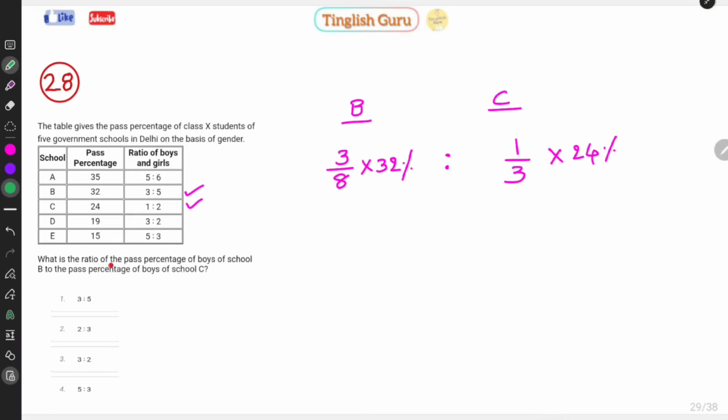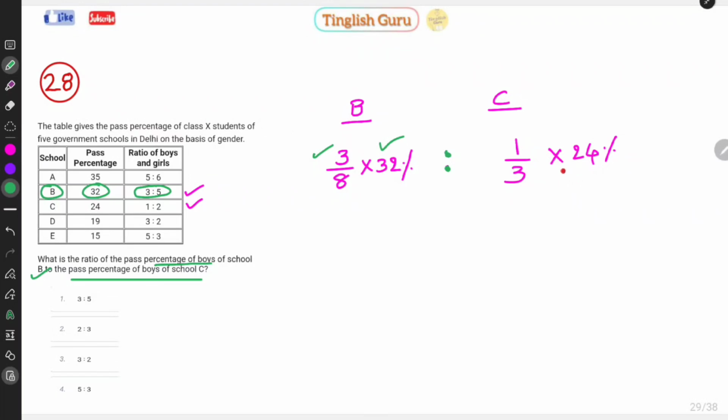Next. This table is given. Here it is asked: what is the ratio of the pass percentage of boys of school B to the pass percentage of boys of school C. So we are asked to find the ratio. On one side it is the pass percentage of boys of school B, and the pass percentage is 32. So we wrote 32%. Boys to girls is 3 is to 5. Only boys means 3 by 3 plus 5, that is 3 by 8.